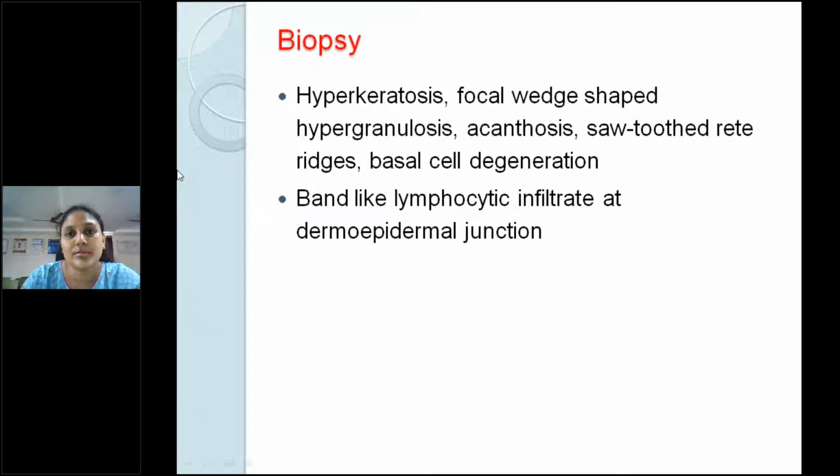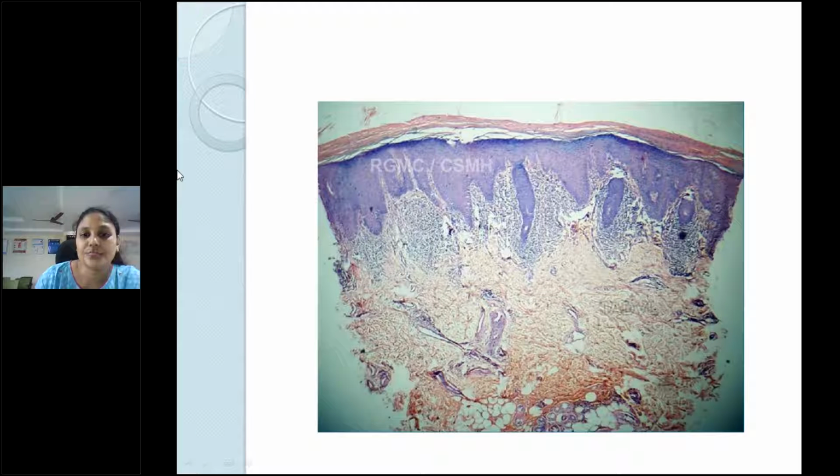And also in pathology, it will be very clear. You can appreciate the changes very easily. So what are the changes you will see? Hyperkeratosis, focal wedge-shaped hypergranulosis, and there will be acanthosis and also sawtooth ridges and basal cell degeneration. Also at the dermoepidermal junction, lymphocytes will be present like a band. See, this is a picture of a biopsy of lichen planus.